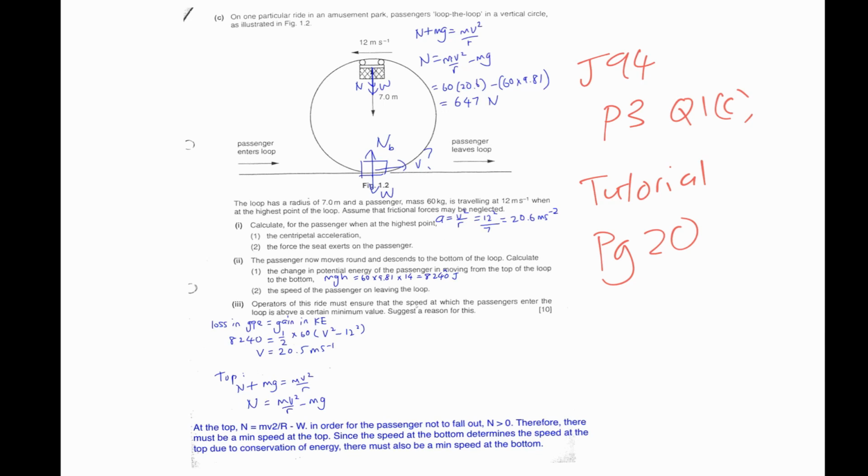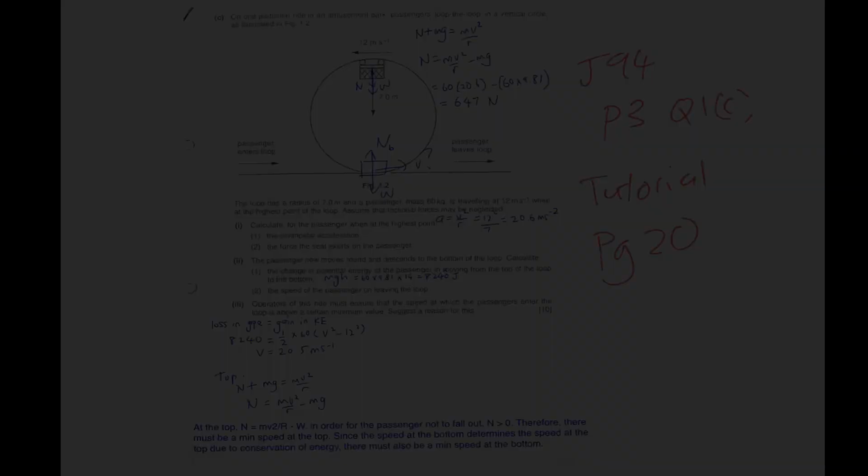Okay? So the answer is here. You write down at the top, this is your equation. So in order for a passenger not to fall, N must be more than 0. Therefore, there must be a minimum speed at the top because this must be bigger than this. So since the speed at the bottom determines the speed at the top due to conservation of energy, there must also be a minimum speed at the bottom. So you copy this part for your answer.